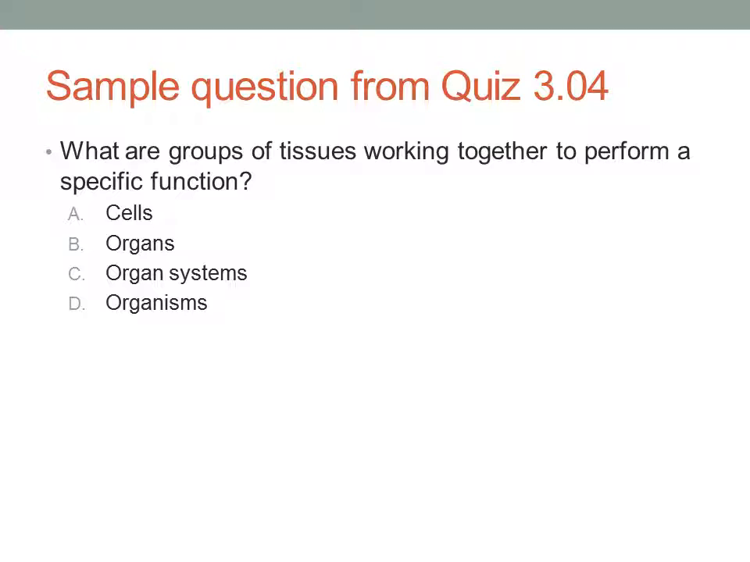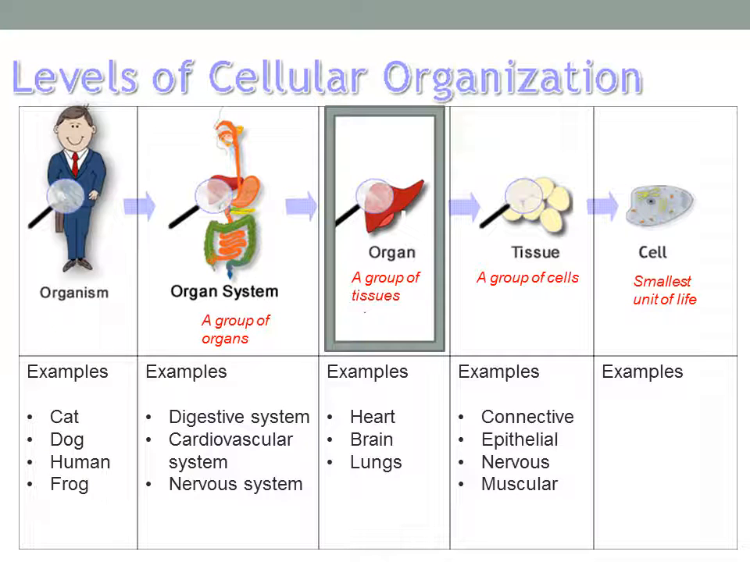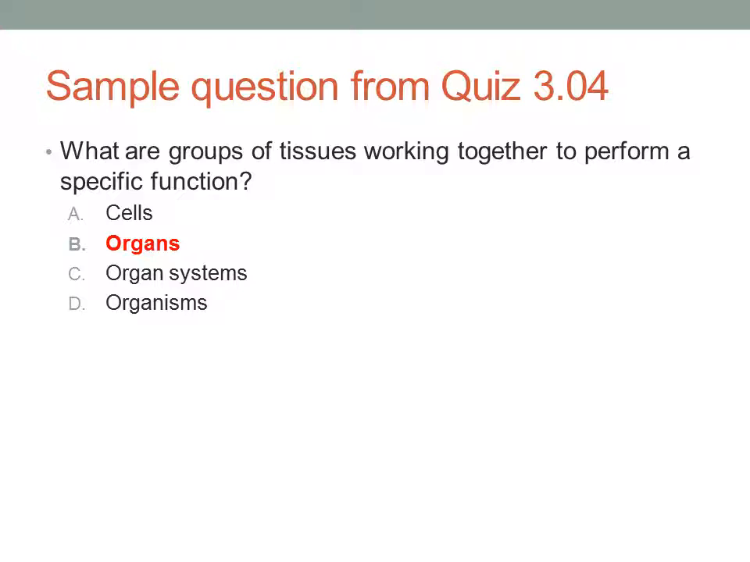So here's a sample question. What are groups of tissues working together to perform a specific function? Are they cells, organs, organ systems, or organisms? Remember, it's a group of tissues, so it would be something a little bit bigger than tissues because it's a group of them working together. So if we look here, tissues would be a group of cells, and right to the left of it you see that an organ is a group of tissues. So the best answer for this one would be B, organs.